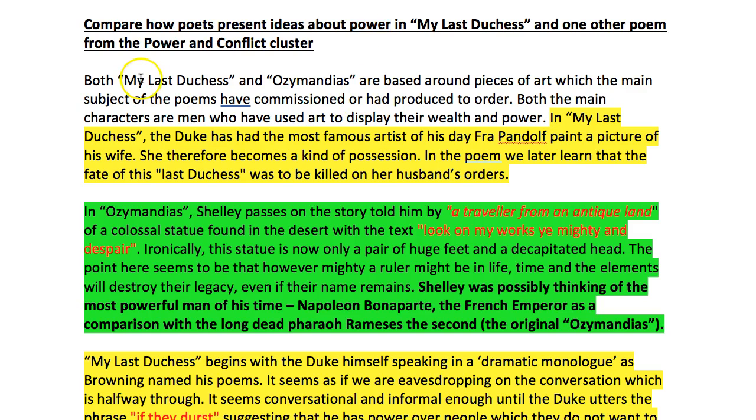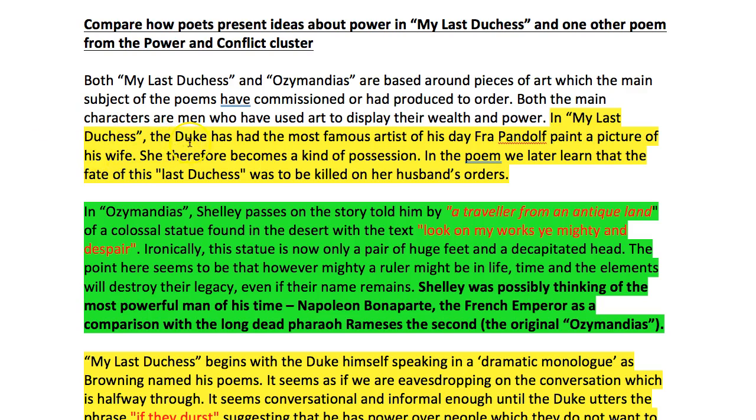So here we go. Both My Last Duchess and Ozymandias are based around pieces of art which the main subject of the poems have commissioned or had produced to order. So that's similarity number 2. They're both about art. The art has been produced to order. Similarity number 3. Both the main characters are men. Similarity number 4. Who have used art to display their wealth and power. So a very sophisticated way to start is by listing all the similarities that you can think of, but they're connected to the same idea of power being linked to art.